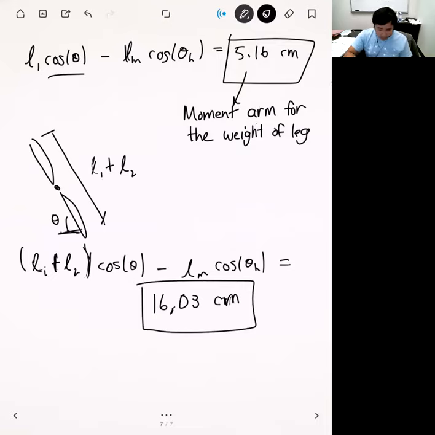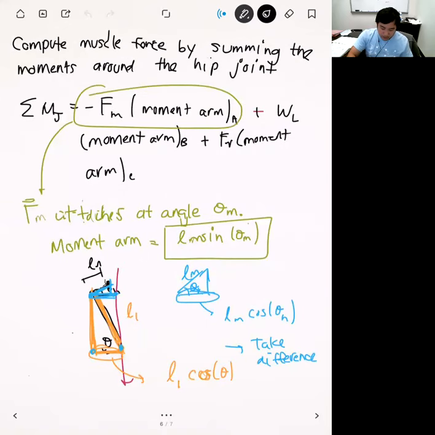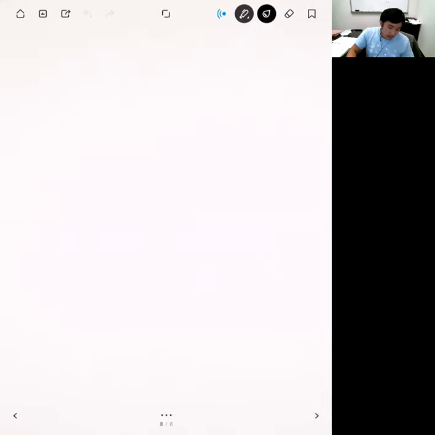And so now that we have these moment arms, combined with the moment arm that we got from the previous page, we can plug all of these things in and solve for Fn, because the entire moment equation should sum up to 0.